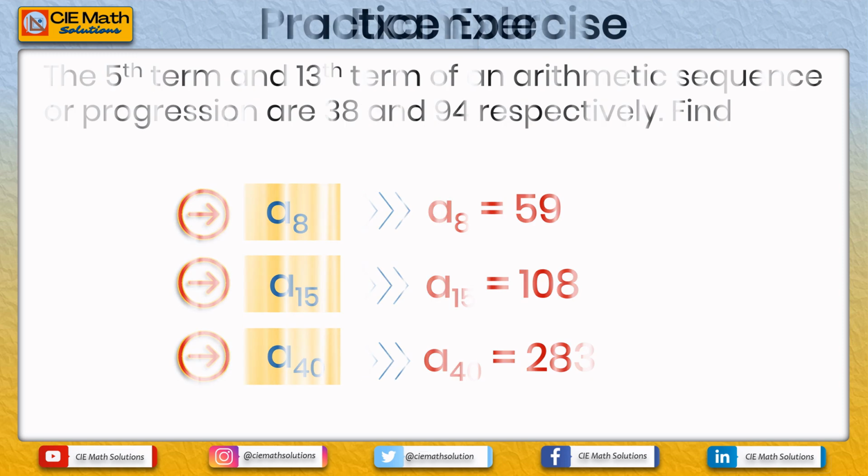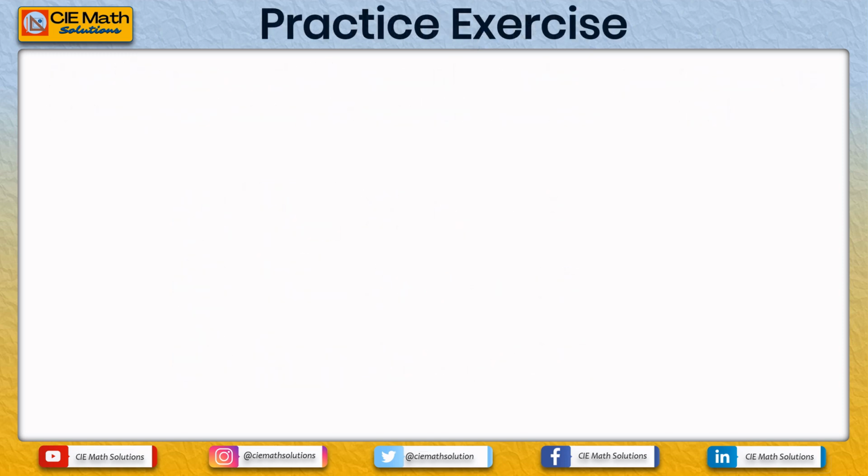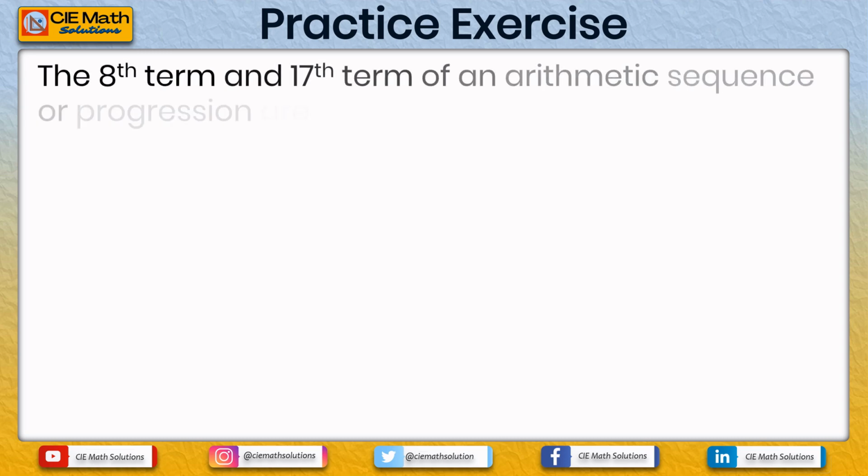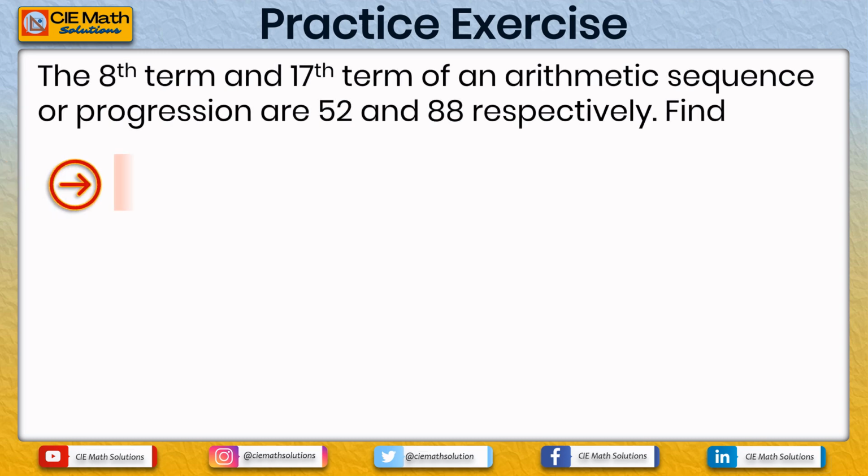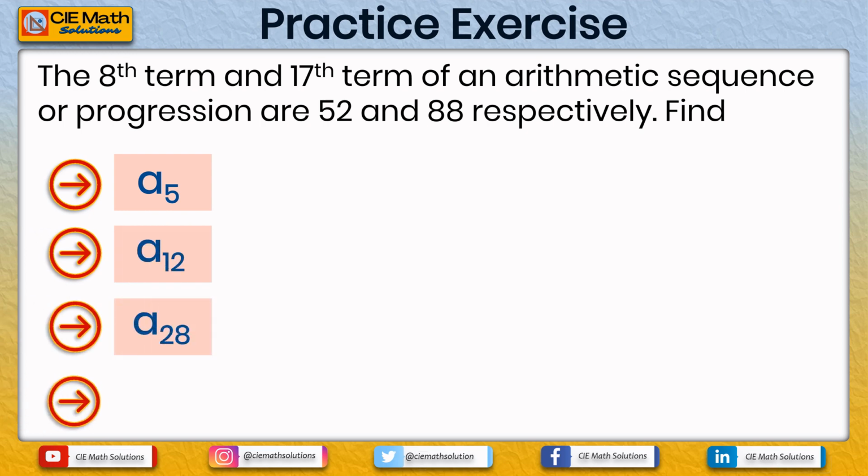Now it's your turn. The 8th and 17th term of an arithmetic sequence or progression are 52 and 88 respectively. Find a5 or the 5th term, a12 or the 12th term, a28 or the 20th term, a42 or the 42nd term. If you would like to try to answer this item, please pause the video for a while, and when you are done, press the play button to check your answers.